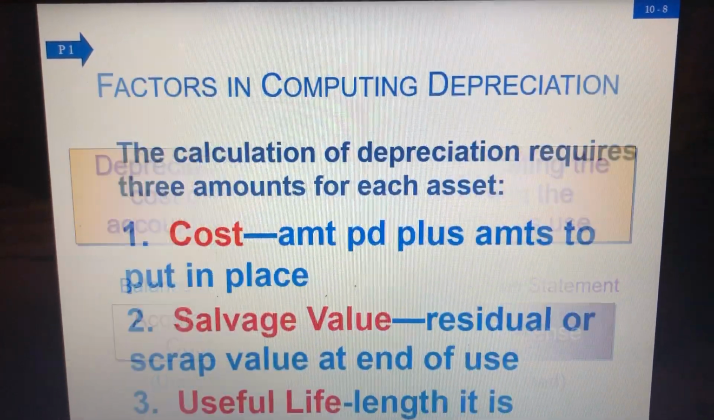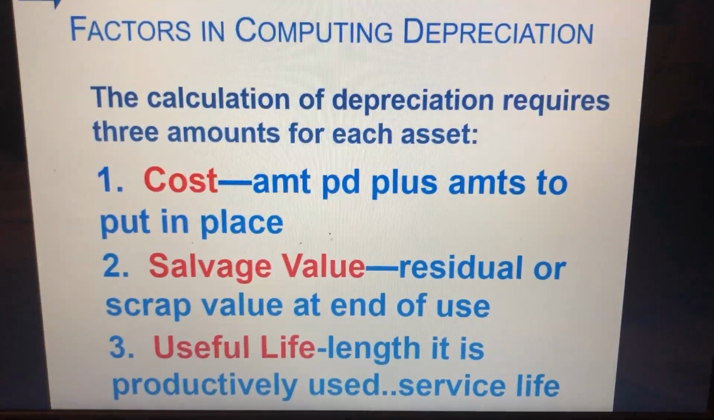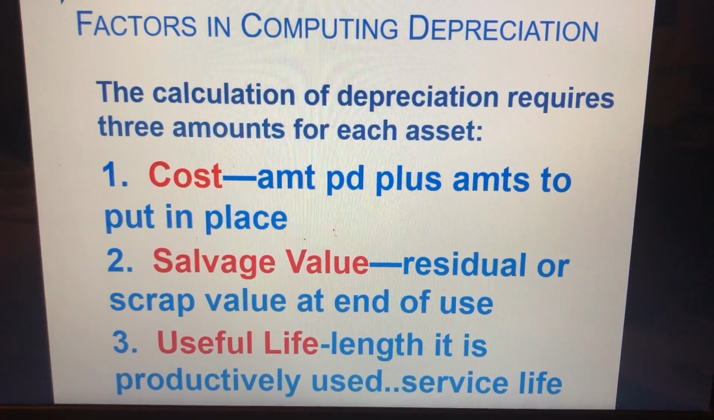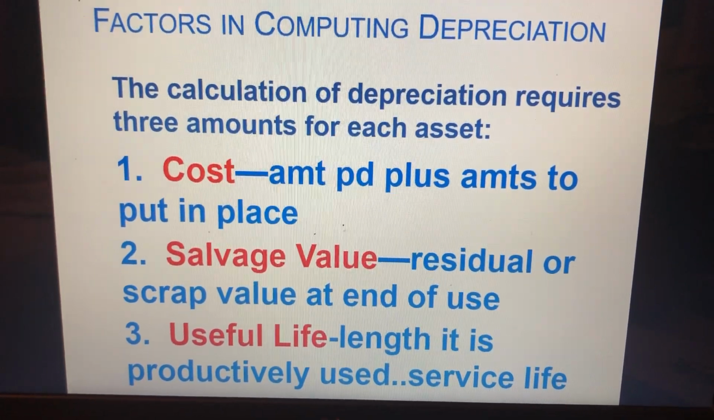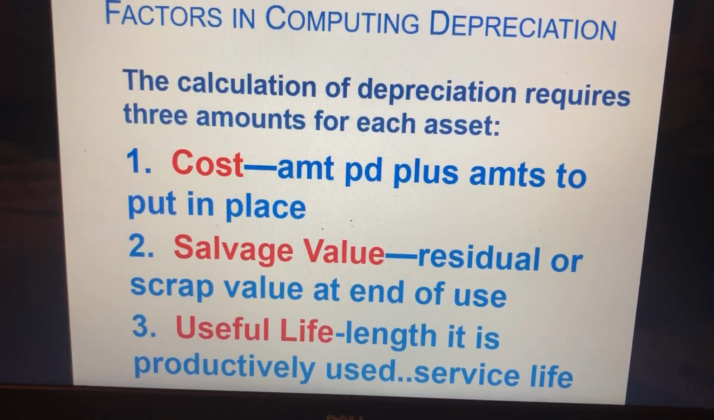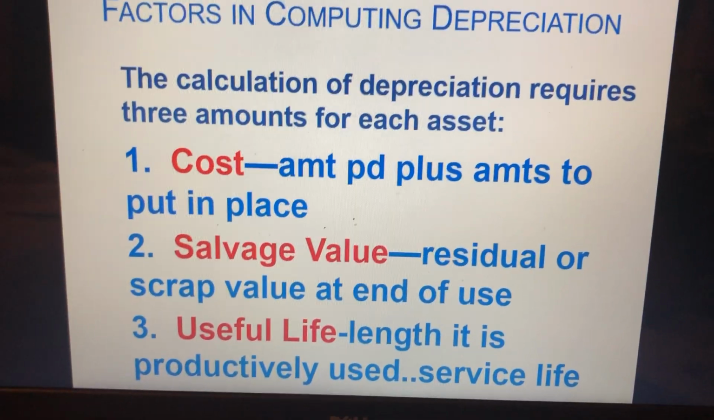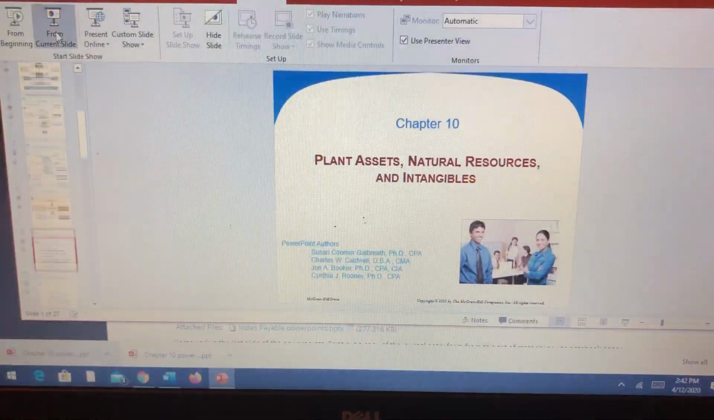So what you're looking at is 3 items: the cost, what you paid for it; salvage value, which is what you can get for it at the end; and how long you expect it to be useful. So those are your 3 values that we'll look for on depreciation.